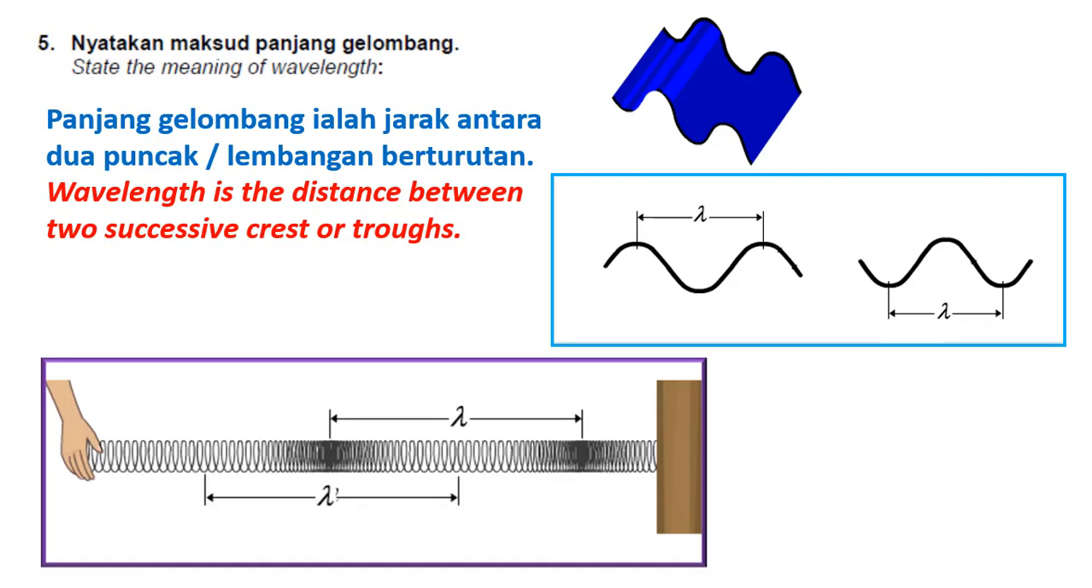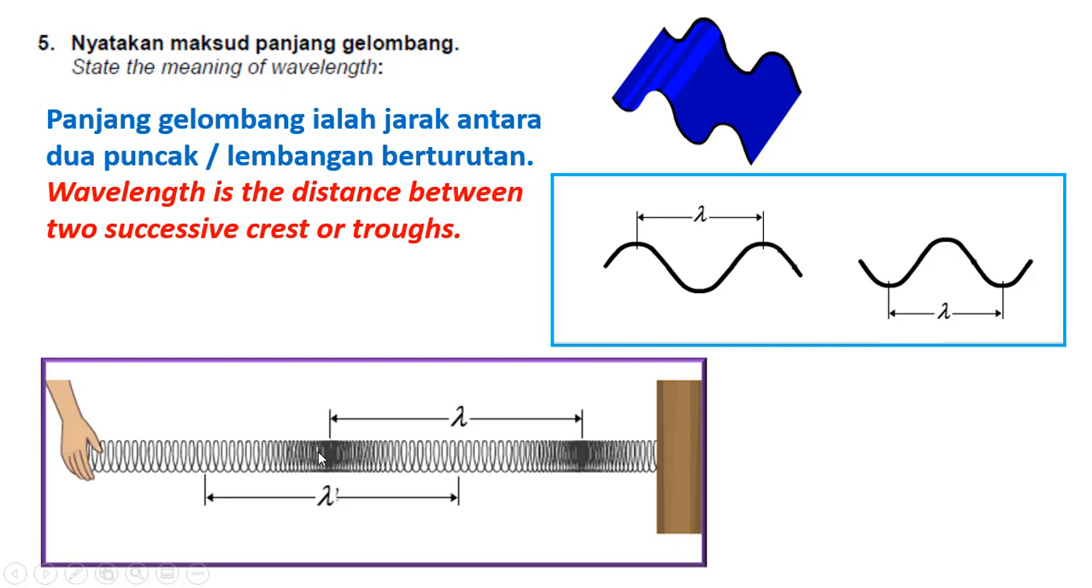Now we move on to the meaning of wavelength. So wavelength is the distance between two successive crests or troughs. What is meant by successive? So we have here one crest, another one is one crest. So they must be 1 and 2. That is what is successive. This is called lambda or wavelength, or from one trough to another trough. So this is also lambda.